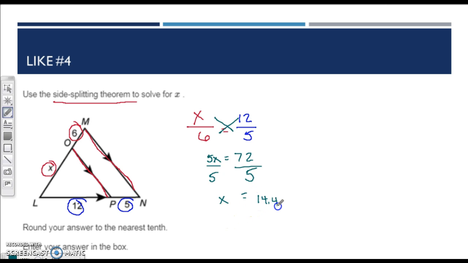Now remember, the nearest tenth is one place after the decimal, so we don't have to do any rounding. It's already there. So x is 14.4.